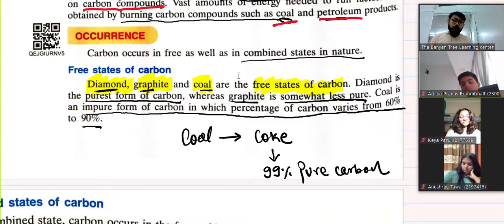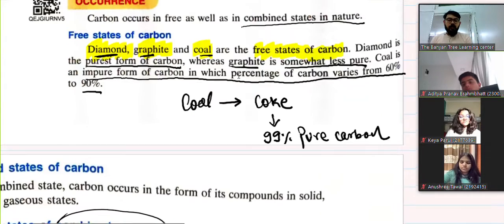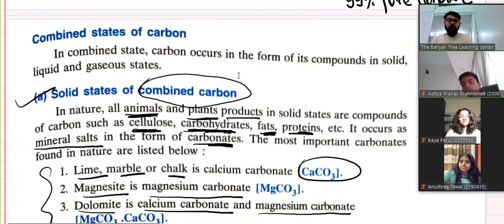If you do destructive distillation of coal, then you can get coke. I'm not talking about Coca-Cola, I'm talking about coke, the purest form of coal, which is black in color and 99% pure carbon. So these are the free states in which carbon occurs.